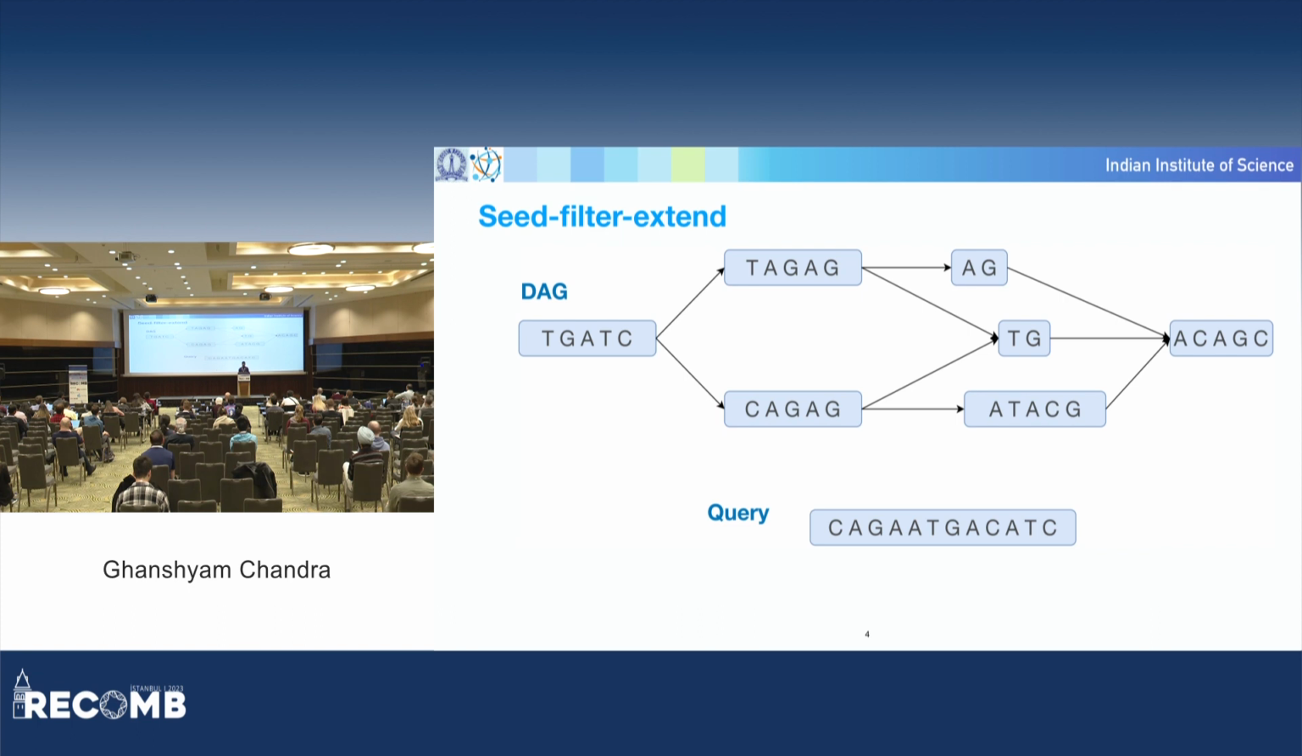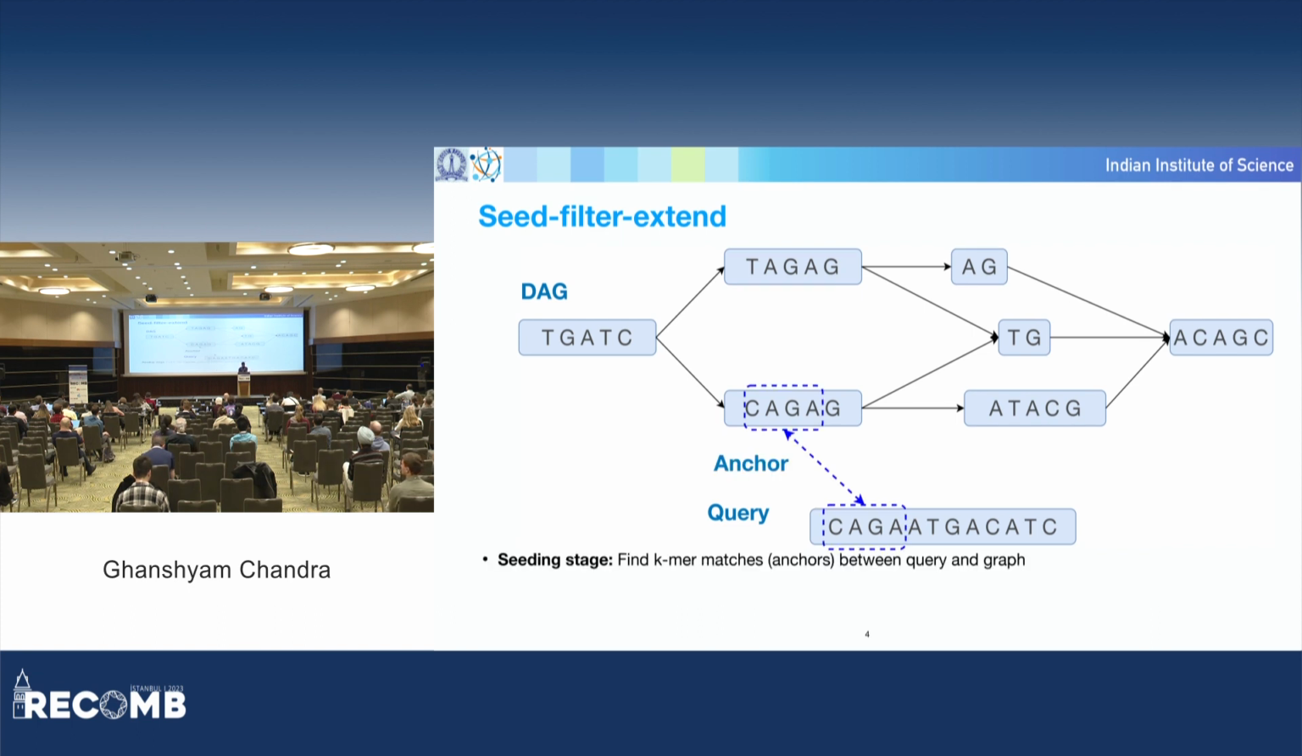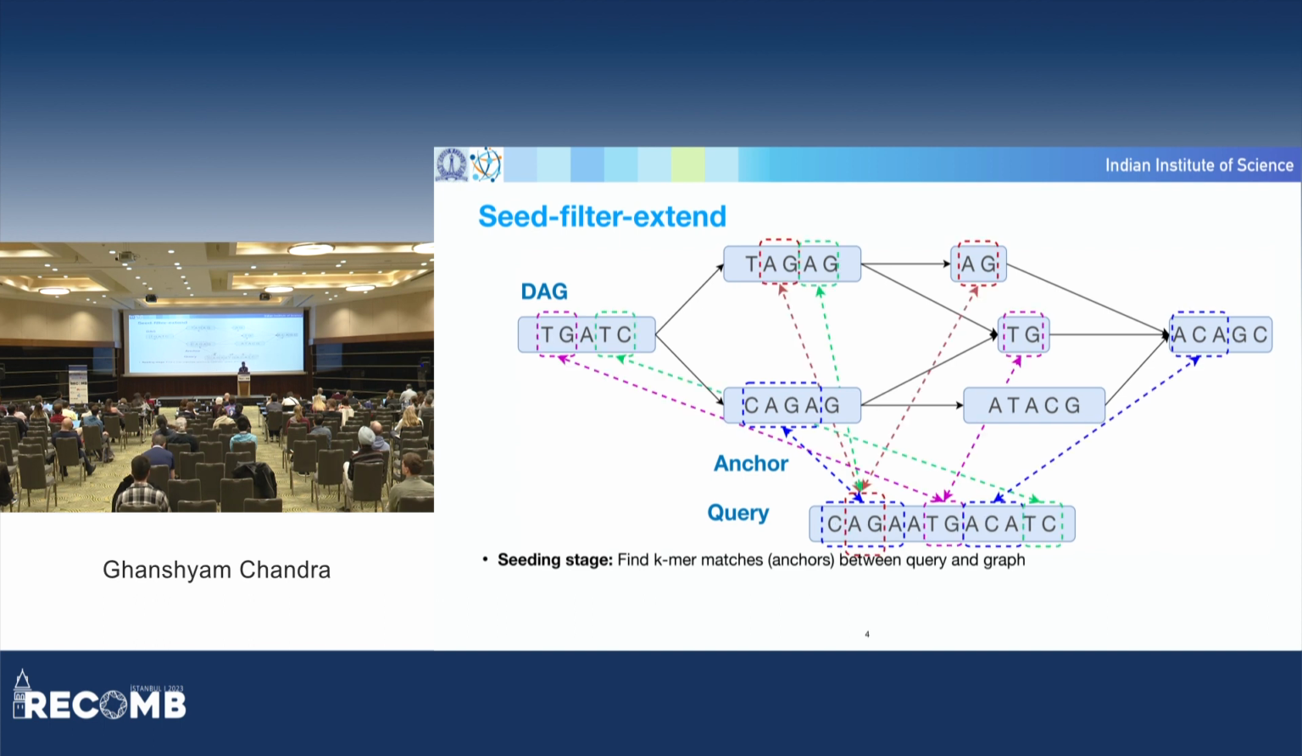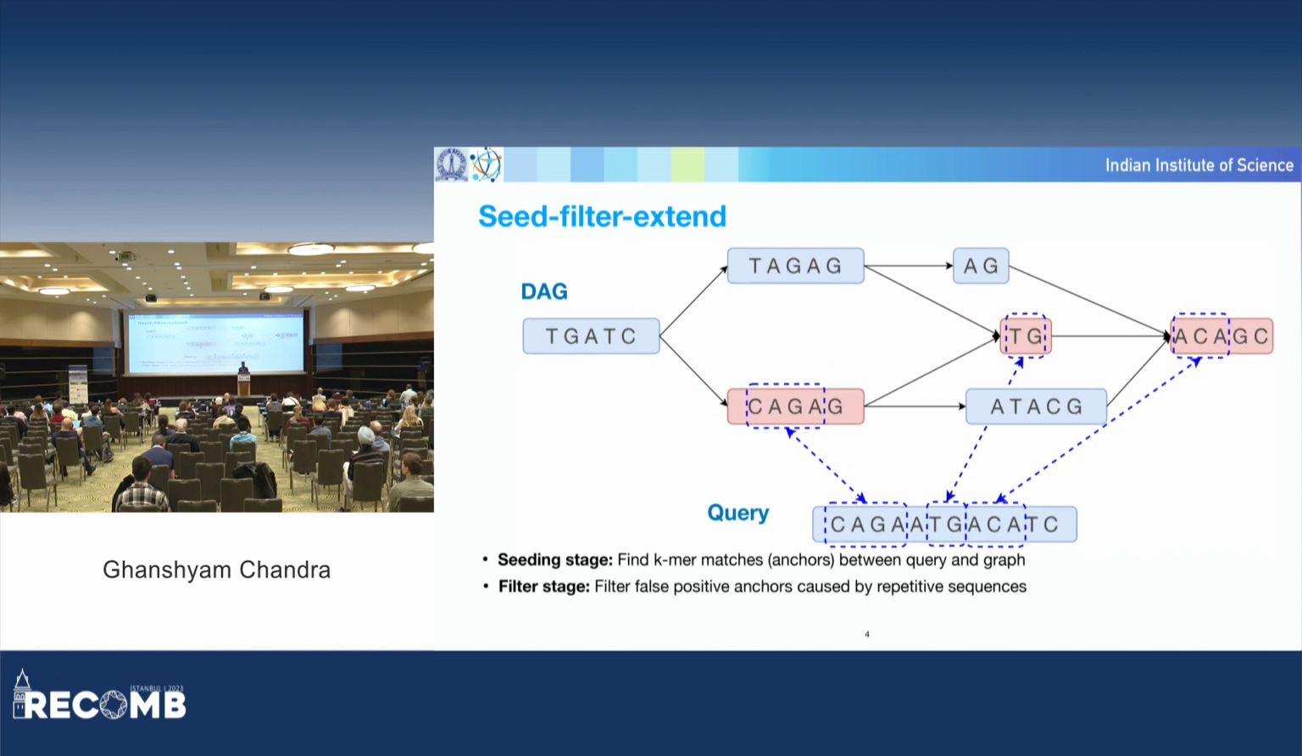In the commonly used heuristic, we seed, filter and extend. In the seeding stage, we start by finding short k-mer matches between a DAG and a query sequence, and we call them anchors. Now, due to the repetitive sequences in a genome, we'll have multiple false positive anchors. In the next stage, which is the filter stage, we filter out these false positive anchors. And in the last stage, which is the extend stage, we extend the remaining seeds to get a final base-to-base alignment.